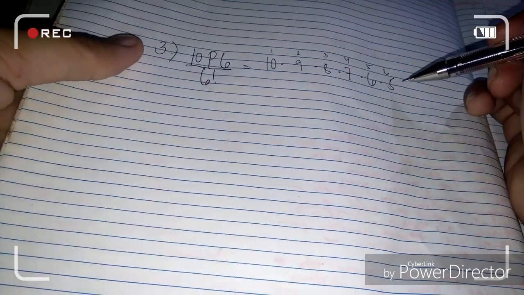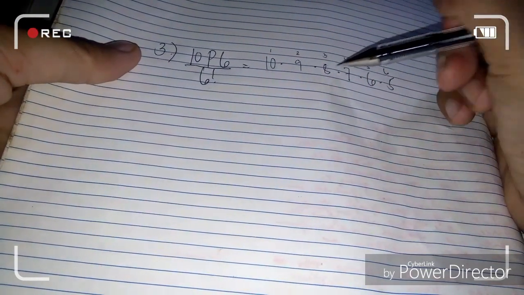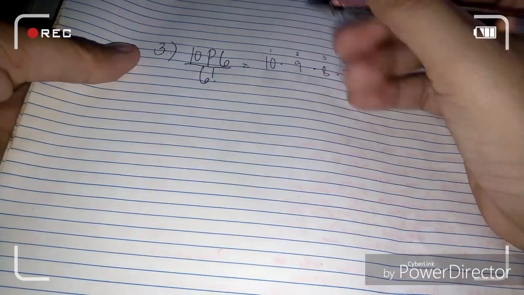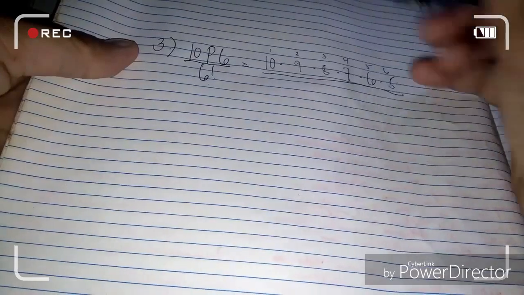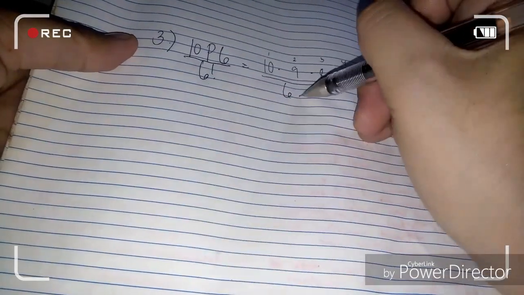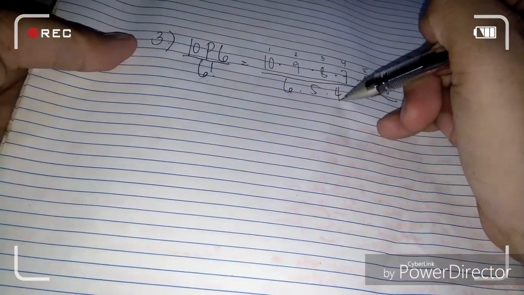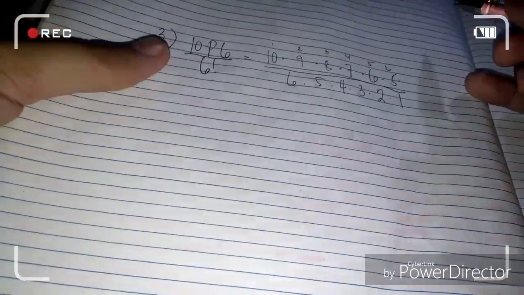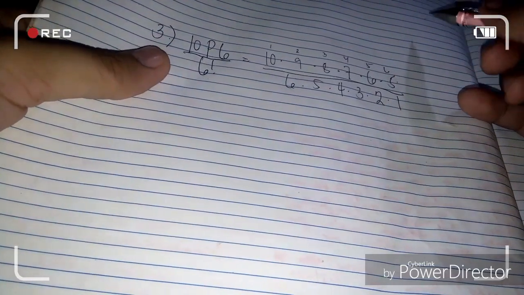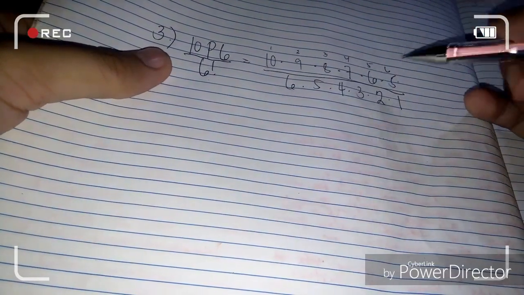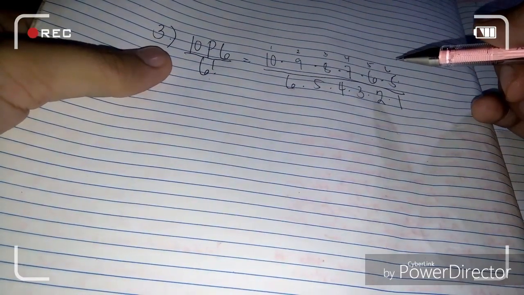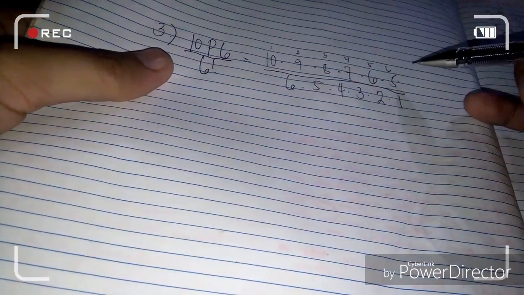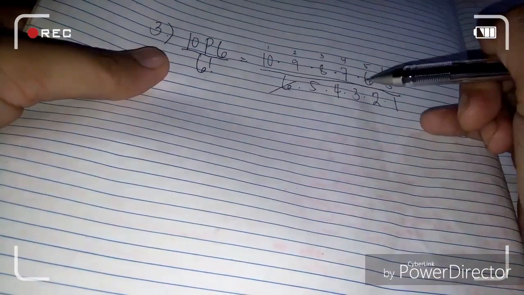So let's end with 5. 1, 2, 3, 4, 5, 6, because it is taken 6 at a time. Okay, over 6 factorial. So we have 6 times 5 times 4 times 3 times 2 times 1. Okay, so in this example, we're going to cancel out or divide. Okay, so we can cancel here 6.